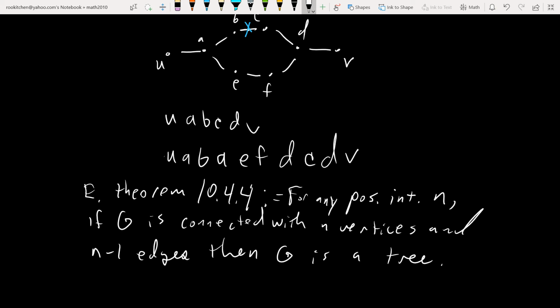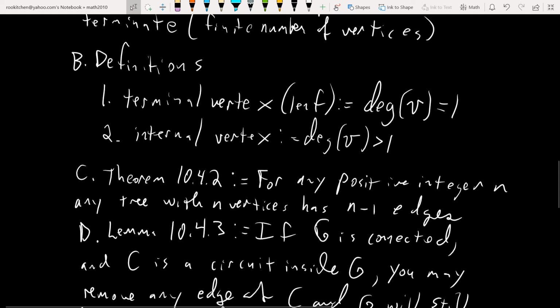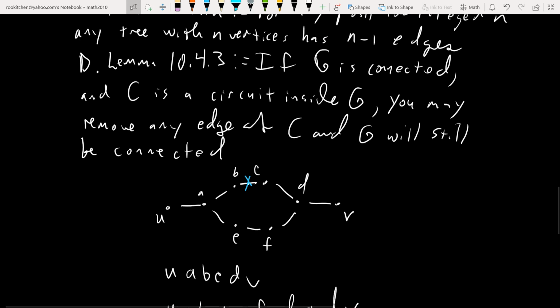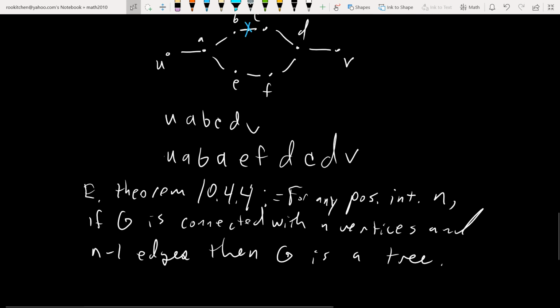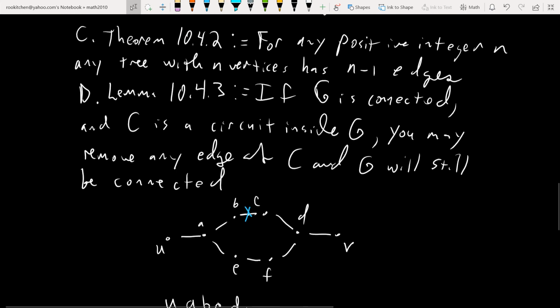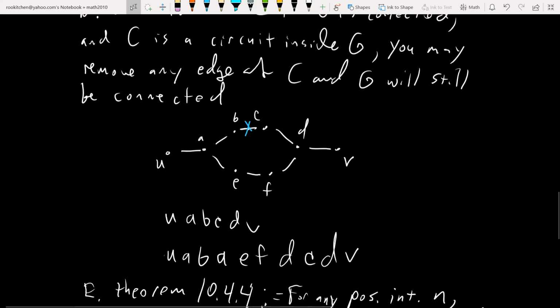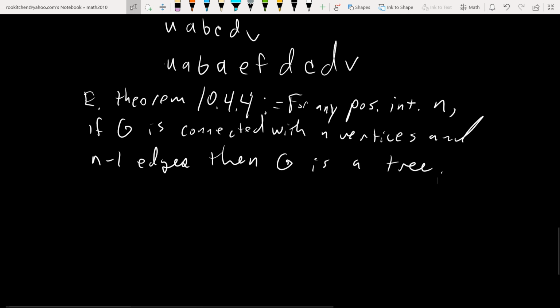Our previous theorem says, given that it's a tree, for any positive integer n, any tree with n vertices has n minus 1 edges. So you're starting with a tree, and then you're able to say if it has n vertices, it has n minus 1 edges. Here, if you have a connected graph with n vertices and n minus 1 edges, then you could conclude it's a tree. So it's trying to go in the other direction, but you can't quite make it there. It may be interesting to compare and contrast those two if you get a chance.